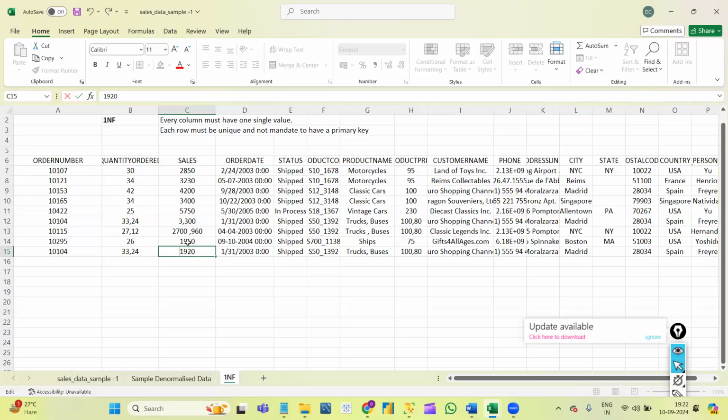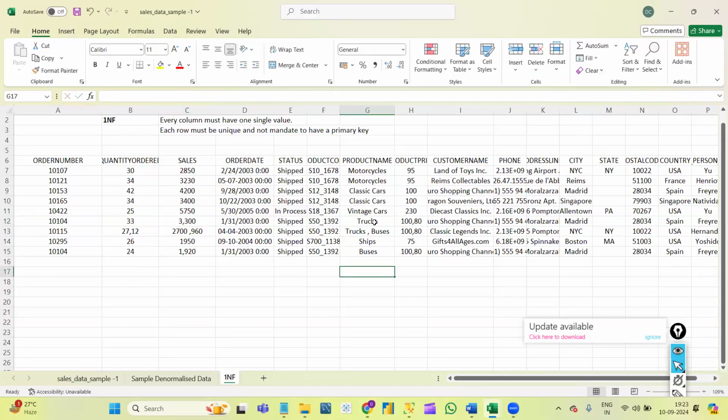I need to remove the first column here. Basically, I'm dividing it. Here I'm keeping only 3300, the first value, and here the second value. Order number will be same. For quantity ordered, let me keep 33 here and 24 here. I'm just dividing the data here. That means they ordered trucks and buses, right? I'm keeping trucks data in one row and buses data in another row.